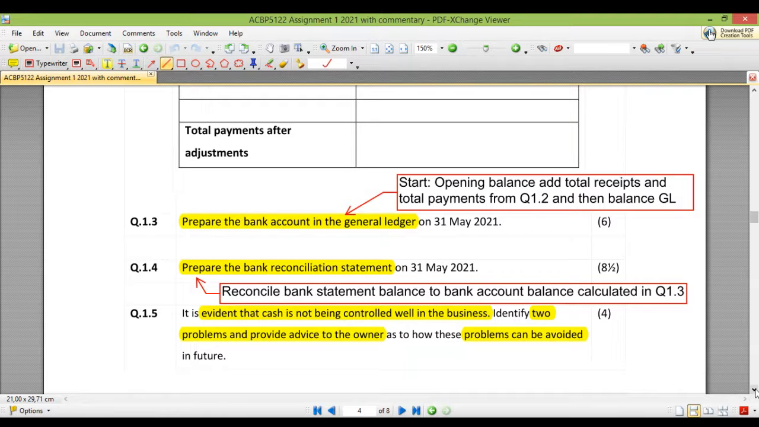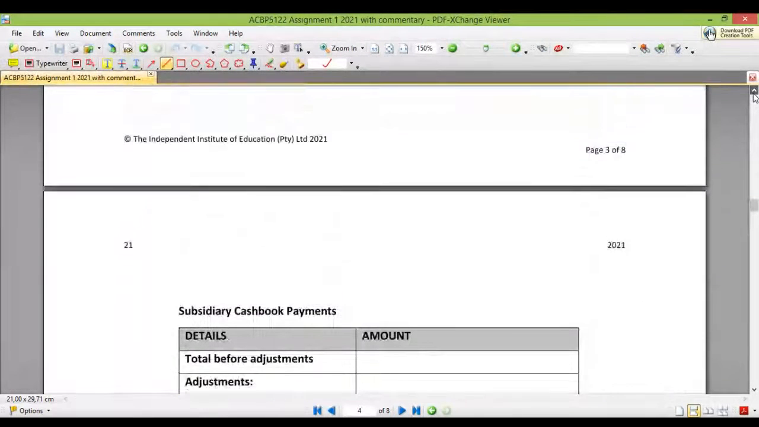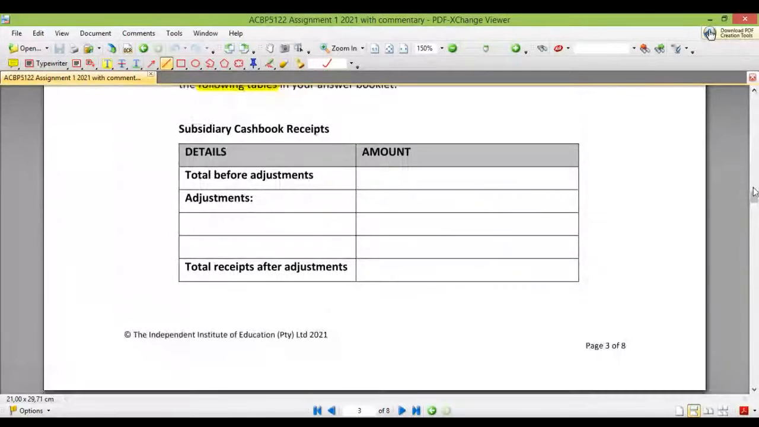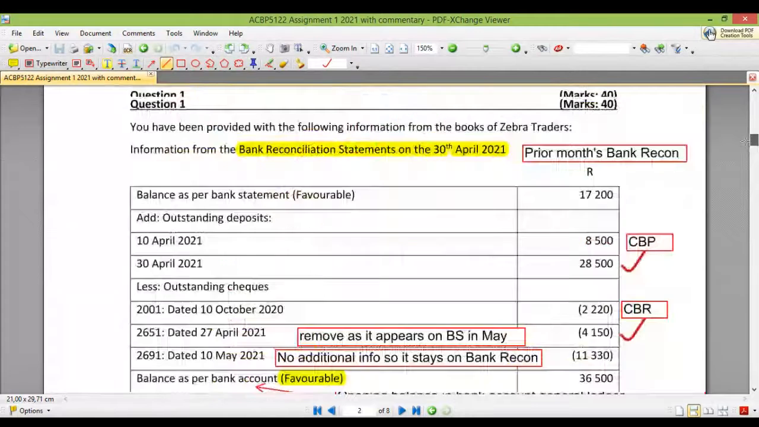And then the last question was, based on the information, you had to identify 2 problems and provide advice to the owners. Now, based on what you provided, we had a look, and if it was something that was plausible, or I could see, yes, based on the information that would be reasonable, I would have given you the marks based on how you argued it. So let's quickly go through question 1 and see what you had to do.